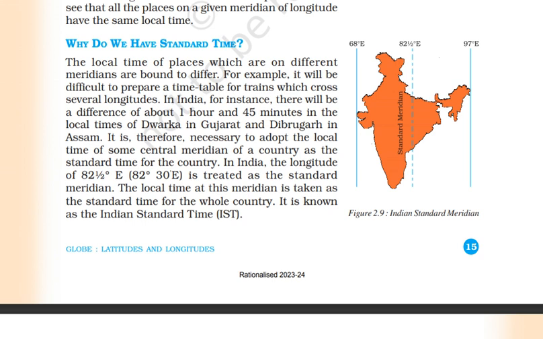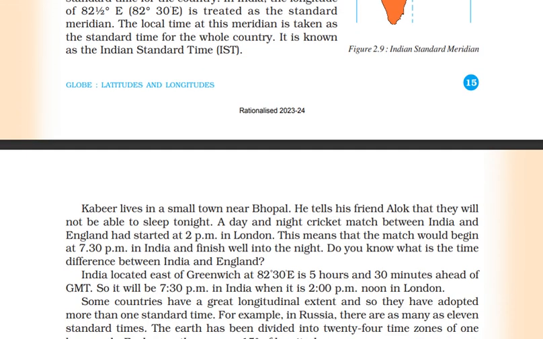82 degree 30 east is treated as the standard meridian. The local time at this meridian is taken as the standard time for the whole country. It is known as the Indian Standard Time.